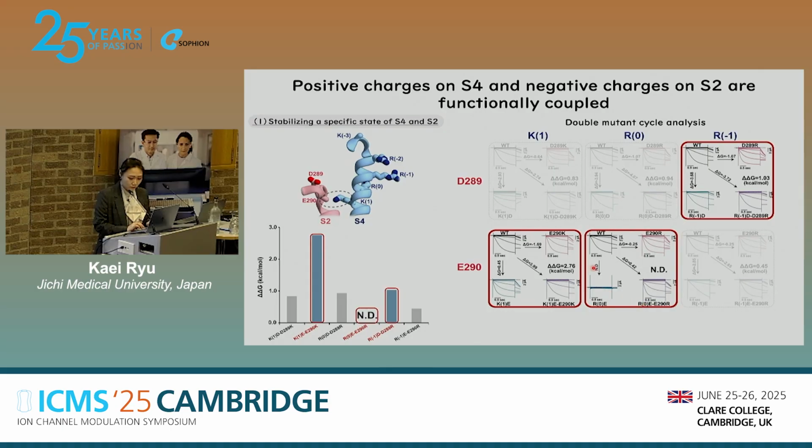As for R0 and E290, the delta G could not be calculated for R0 because there is no current, but in the double mutant the current was recovered. We can therefore suggest that R0 and E290 have a strong interaction.